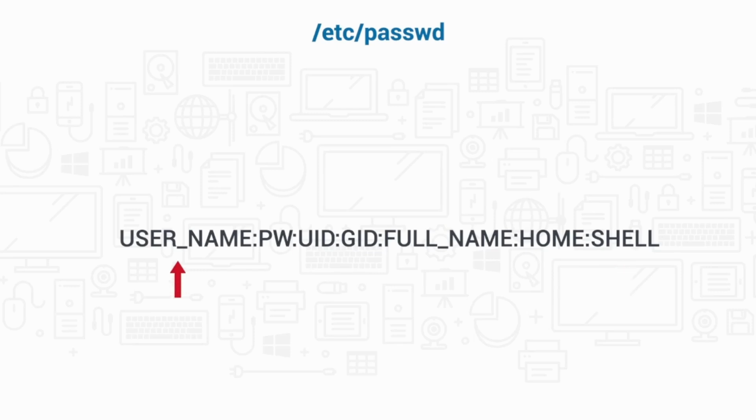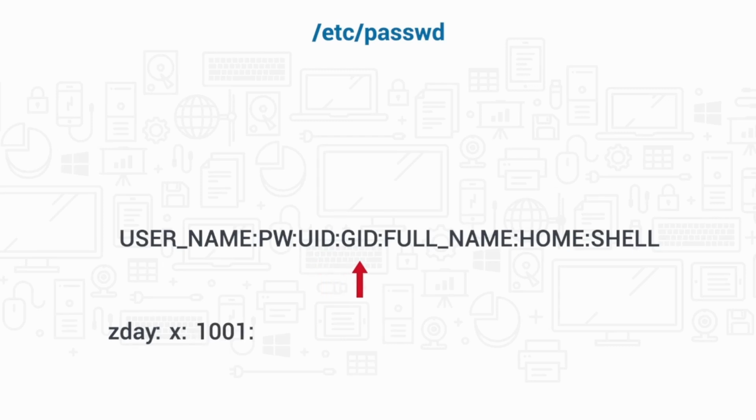The username field contains the username the user will use to log into the system. For example, for this record, the user account is zday. Next, we have the password field. Since this is a remnant of when passwords used to be stored in this file, you'll only see an X in this field. Now, passwords are stored in the shadow file, which we'll talk about in a bit. Next is the UID field. This contains the user ID that's assigned to the user account. This user account is assigned a UID number of 1001.